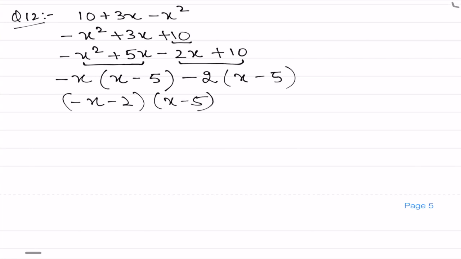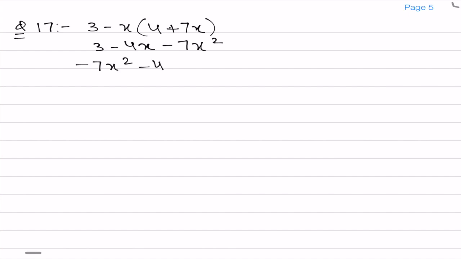Both are the factors. Or you can write it this way also. This is also correct, children. Or you can write x plus 2 into 5 minus x. So both the answers are correct. Here what they have done is taken the negative sign common and multiplied that negative sign with the second bracket. So either you leave your answer like this, or you can take out the negative sign common. Choice is yours, but both are correct.